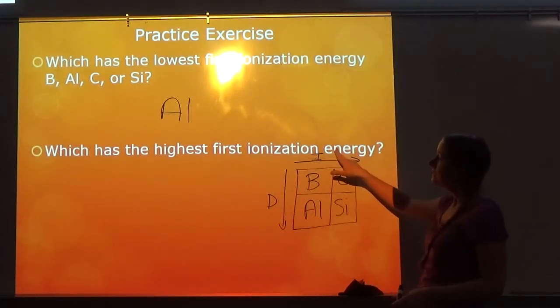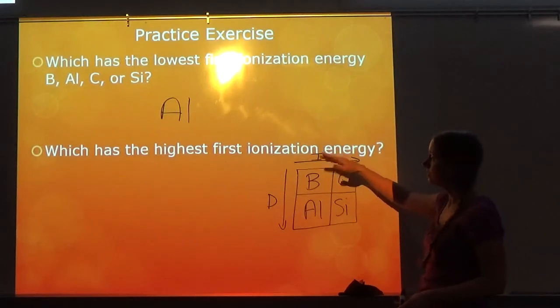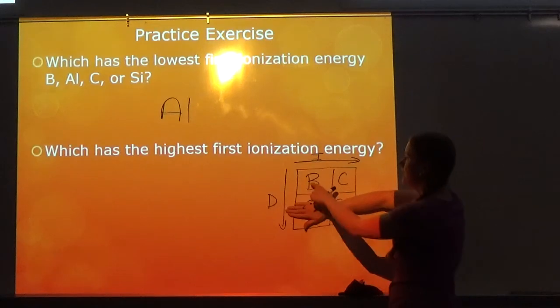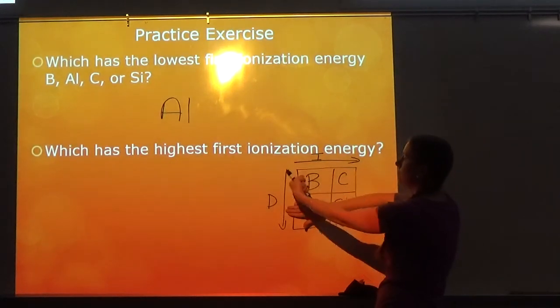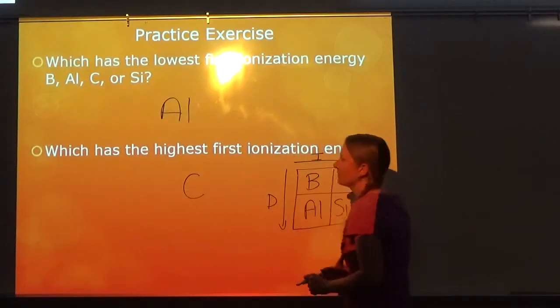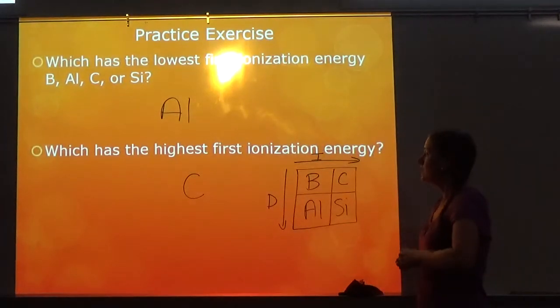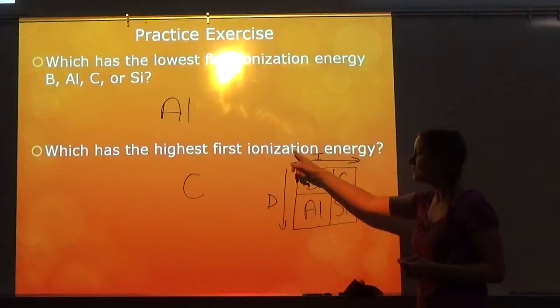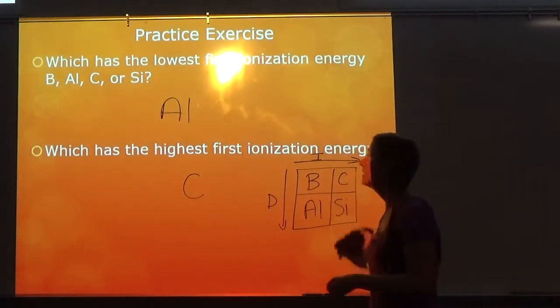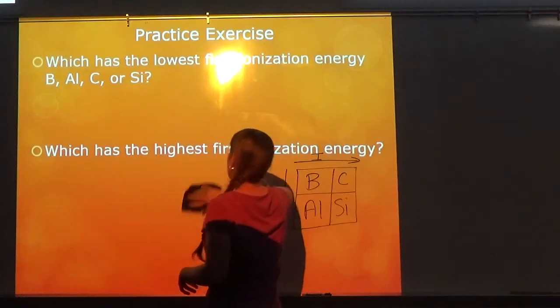All right, then it says which has the highest first ionization energy. Well, it decreases going down, so I'm going to discount this row. So now I'm just between boron and carbon. Well, it increases going across, so it would be carbon. All right, so once you can just take a minute to focus, draw it out if you need to. These aren't really that bad, but a lot of people struggle with these.